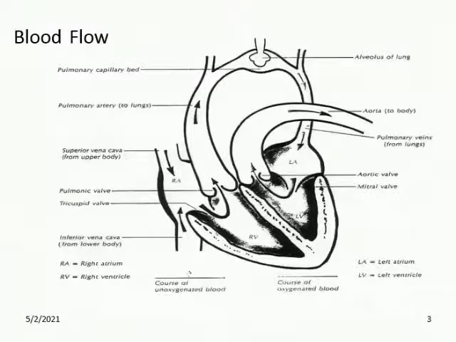And then from the left atrium, blood flows into the left ventricle. The left ventricle then pumps the blood to the aorta, which will distribute the oxygenated blood to all parts of the body. This part of circulation is known as systemic circulation.